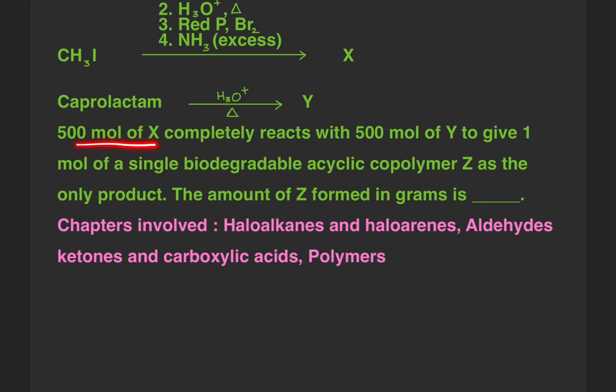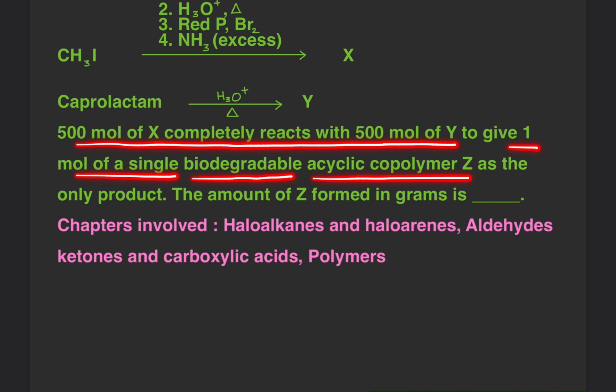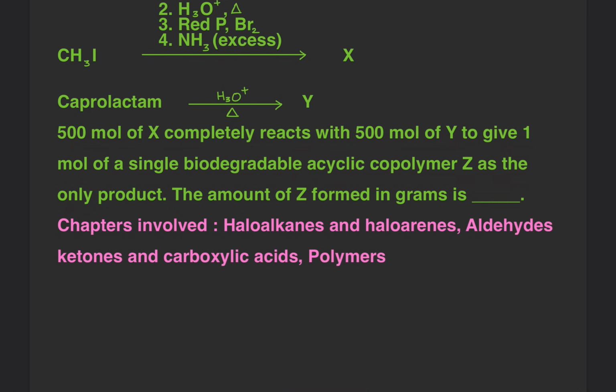500 mole of X completely reacts with 500 moles of Y to give 1 mole of a single biodegradable acyclic copolymer Z as the only product. The amount of Z formed in grams is? Okay, so the chapters involved are haloalkanes and haloarenes, aldehydes and carboxylic acids, and polymers.